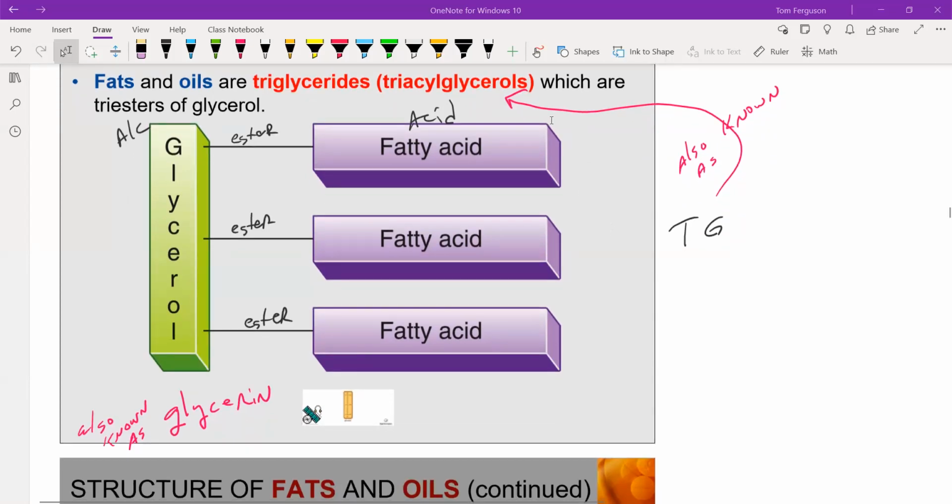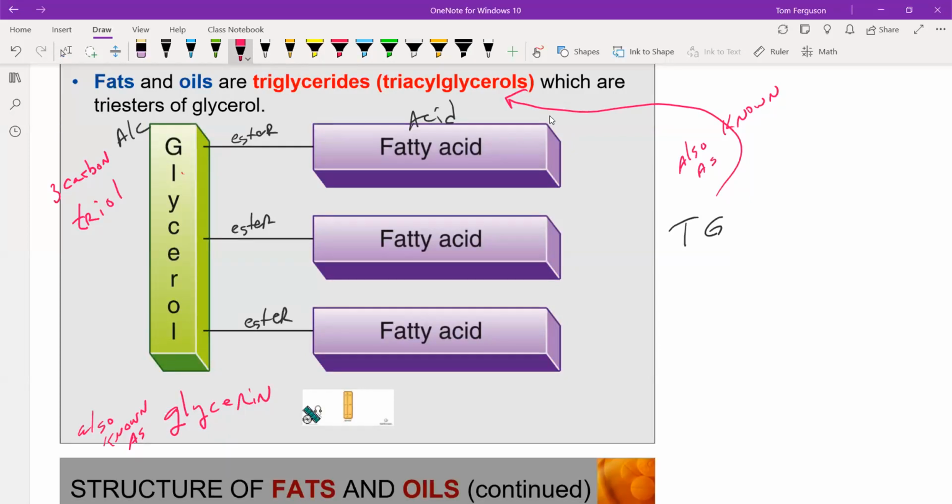So looking at this here, a very generic triglyceride, or TG. This guy starts off as a three carbon triol. So it's got three hydroxyl groups, and those hydroxyl groups coupled with the fatty acids are what make the esters.